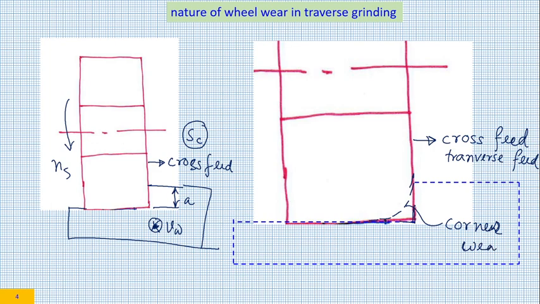Corner wear. Other than corner wear, there would also be a gradual change in the diameter of the wheel, radial wheel wear. So there would be corner wear and radial wheel wear. A combination of this will take place in traverse grinding.